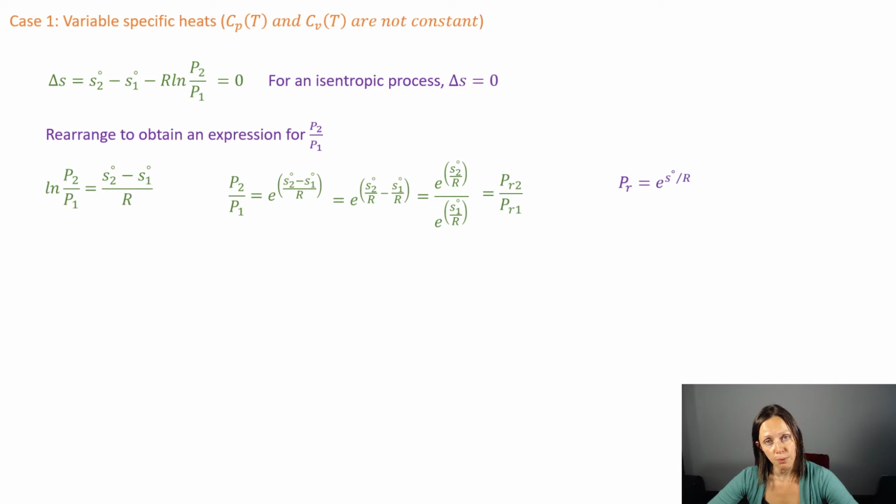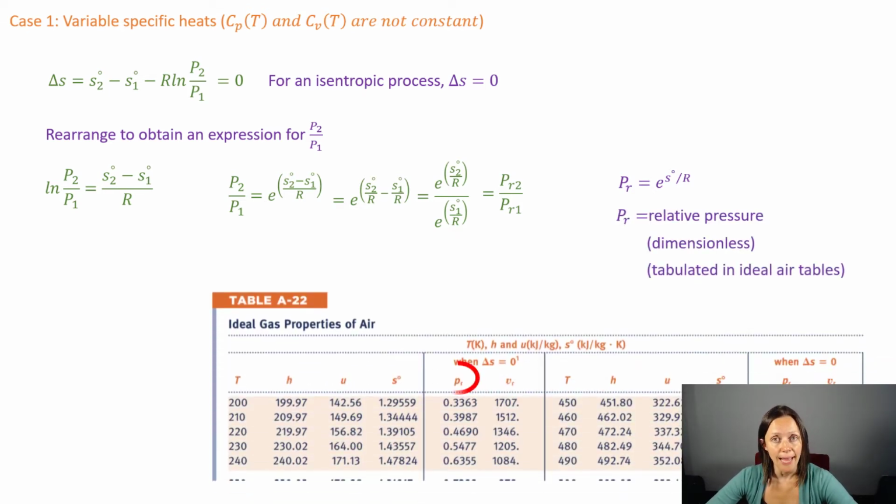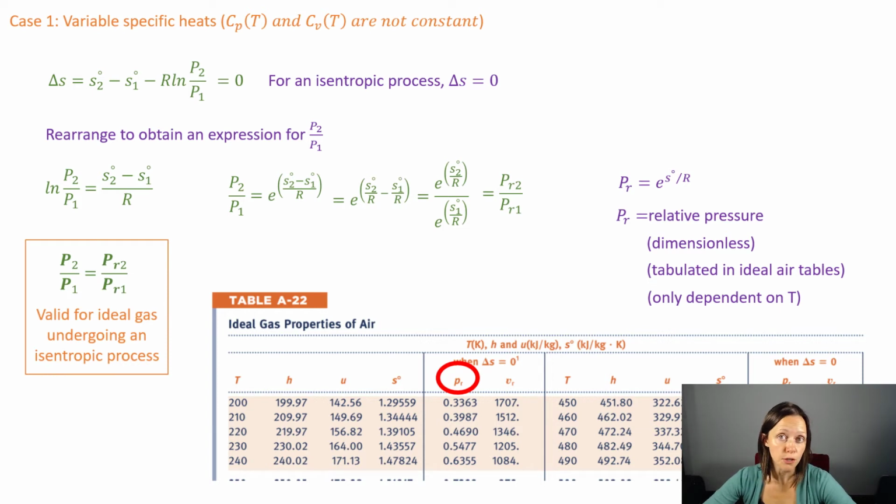This relative pressure, which is equal to e to the s naught over R, where R is the specific gas constant, is a dimensionless quantity, and it's tabulated in those ideal air tables. So this is where I've been telling you not to use that column. This is the time that you can use that column. You can see it's only a function of temperature. So if you know the temperature, or of course the internal energy and enthalpy, you just read it right off the table. All right, so there's our first relationship valid for an ideal gas undergoing an isentropic process.